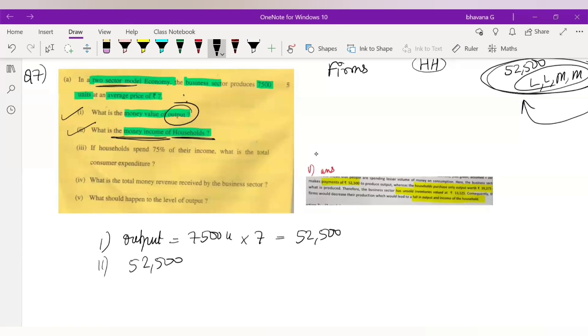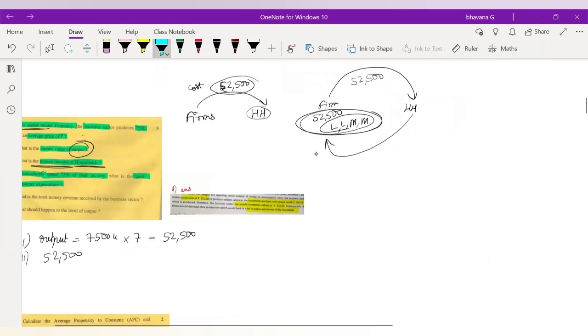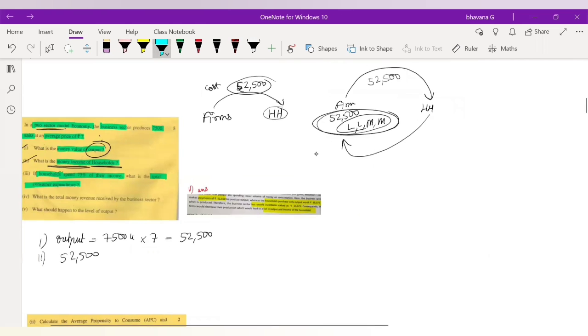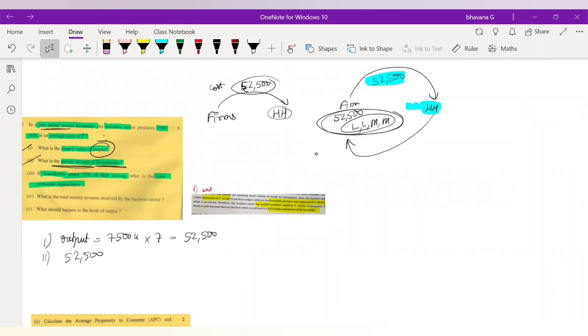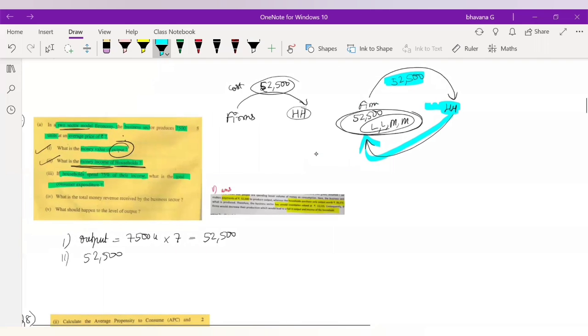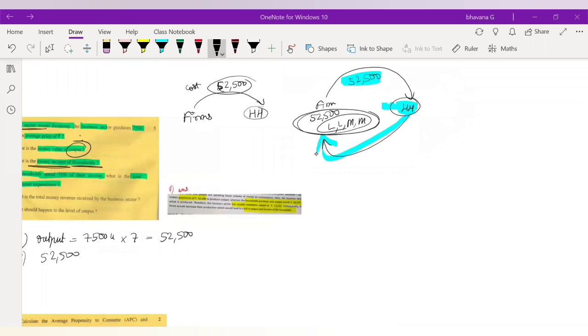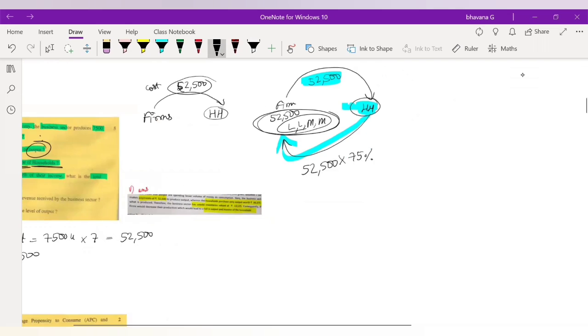Okay. The third one here, what they tell you is, if the households spend 75% of their income, what is the total consumer expenditure? So here, usually in a two-sector economy, what we have learned is that whatever households are going to get from the firm as their factor payments, again they are going to spend the same amount as their consumer expenditure. But here what they have told you, rather than spending the whole amount of 52,500, households are only going to spend 75% of it. So what is 75% of 52,500?